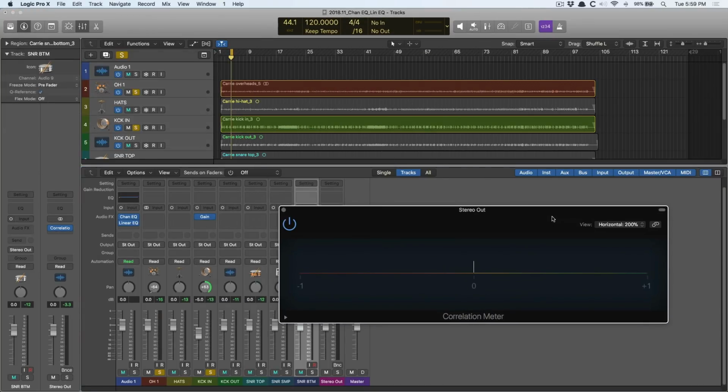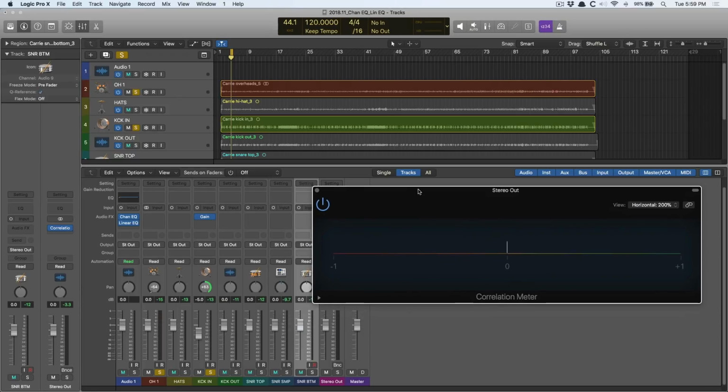The correlation meter shows us if two or more tracks combined are in phase, which would be on the right side of the meter, or out of phase on the left side of the meter. So let's just play the overheads and the kick together. Take a look. As you can see, as the meter pulses with the kick hits, it's bouncing in the plus one section, which means that these two signals combined are in phase with each other.